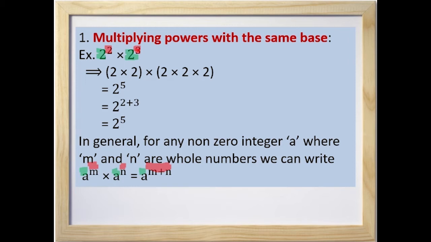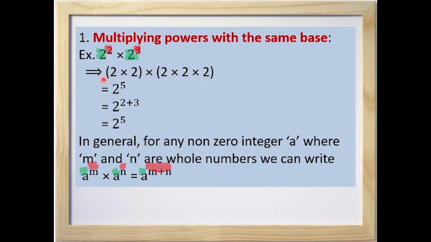Now we will see what happens when we multiply two powers with the same base. Here 2 square we can write as 2 into 2, and 2 cube we can write as 2 into 2 into 2. That means 2 is multiplied 5 times.